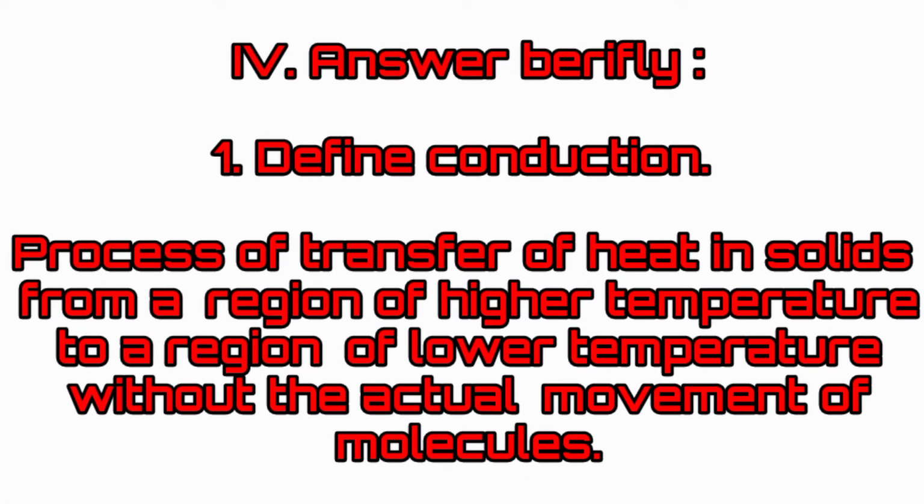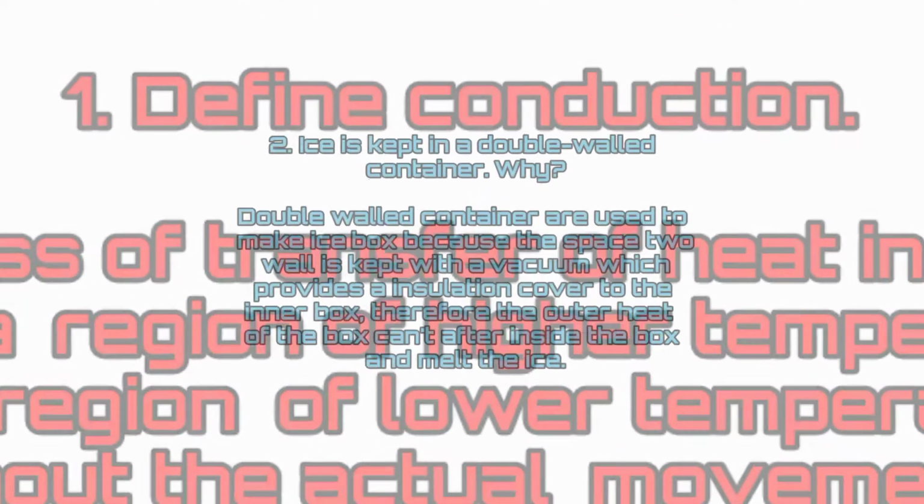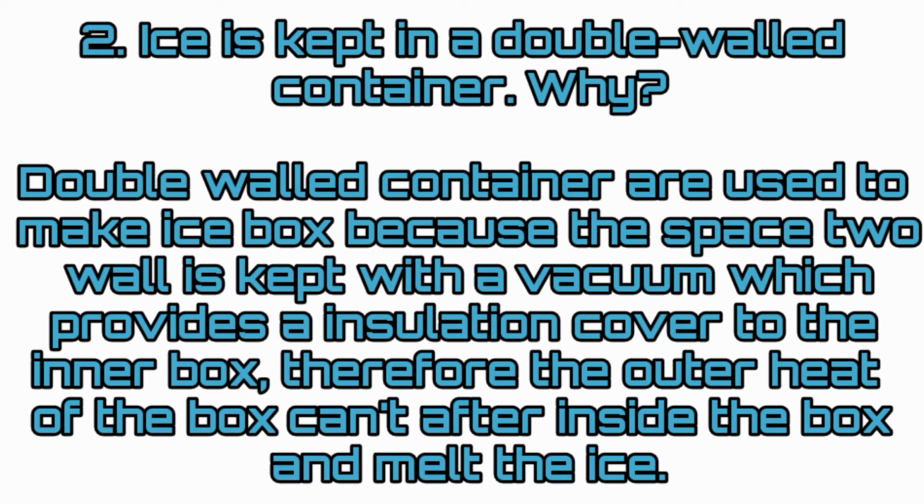Answer briefly. Define conduction. Process of transfer of heat in solids from a region of higher temperature to a region of lower temperature without the actual movement of molecules. Second question. Ice is kept in a double-walled container. Why? Answer: Double-walled containers are used to make ice box because the space of two walls is kept with a vacuum which provides an insulation cover to the inner box. Therefore, the outer heat can't get inside the box and melt the ice.